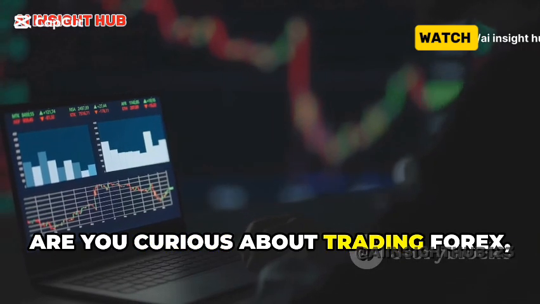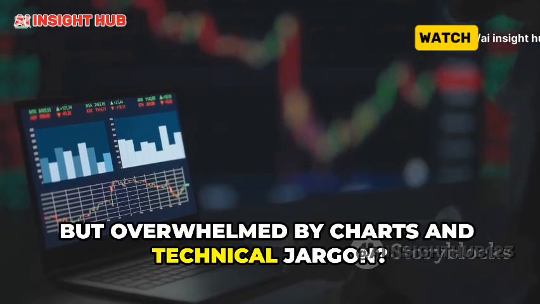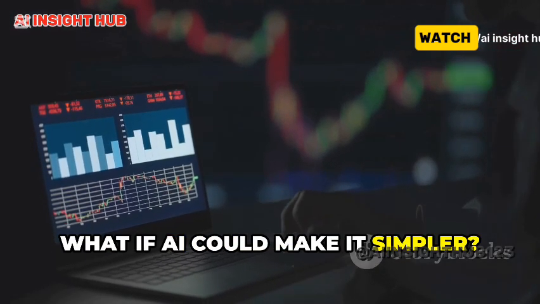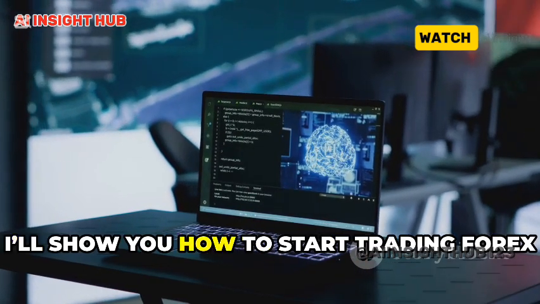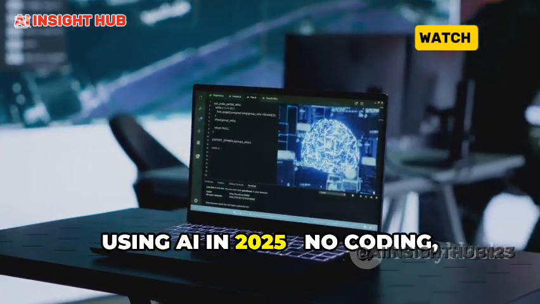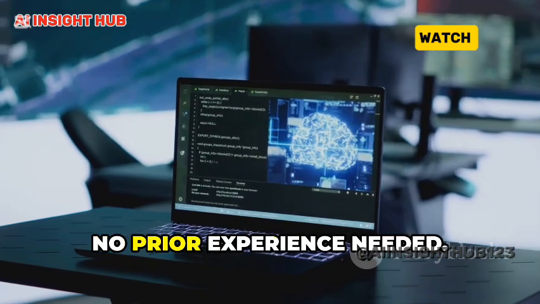Are you curious about trading Forex but overwhelmed by charts and technical jargon? What if AI could make it simpler? In this beginner's guide, I'll show you how to start trading Forex using AI in 2025. No coding, no prior experience needed.